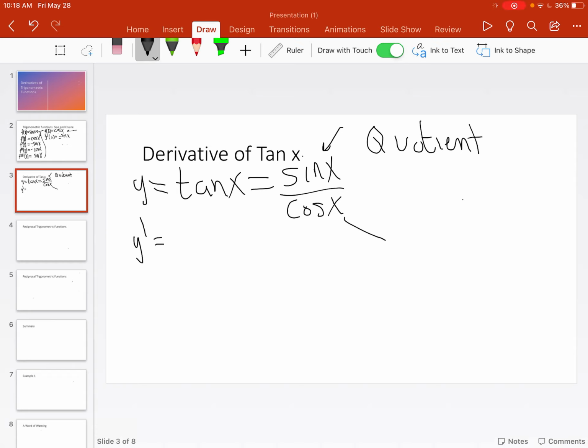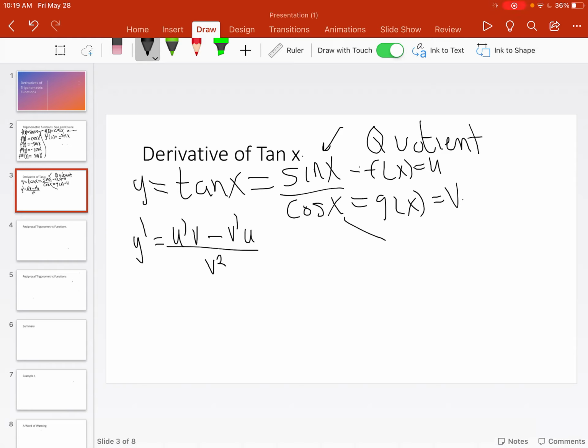So I've got y prime, and I know my parameterization. I'm going to say sine x is f of x, which is equal to u, and cosine of x is g of x, which is equal to v. So I just assigned a letter to each of the functions. The quotient rule says u prime v: the derivative of the numerator times the denominator, minus the derivative of the denominator times the numerator, all over the denominator squared.